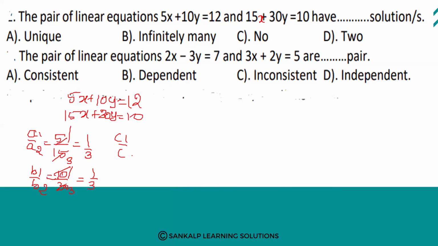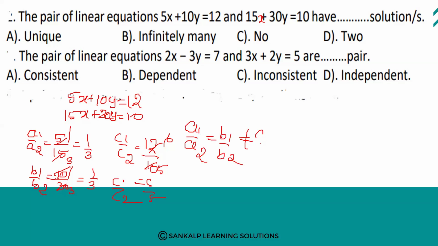Like that, C1 divided by C2 is 12 divided by 10. So 2 fives are 10, 2 sixes are 12. That means here it is 6 divided by 5. So now we got A1 divided by A2 is equal to B1 divided by B2, but it is not equal to C1 divided by C2. So which type of lines will you have? Parallel lines. For parallel lines, how many solutions does it have? It has no solutions, right? So option C is right.